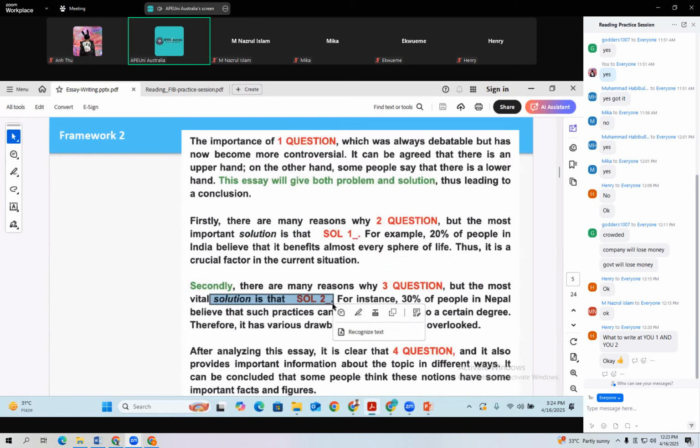So if I go for the question, our question was, Anthu has raised a question. Yes, Anthu said that traffic jam is increasing day by day in her country. Okay, so we can say that there are many reasons why traffic jam is increasing day by day. Okay, so the most important solution is that. So now tell me one solution that can reduce traffic jam.